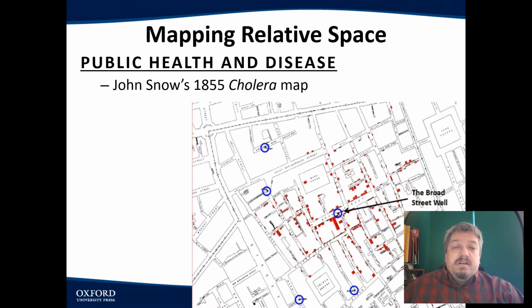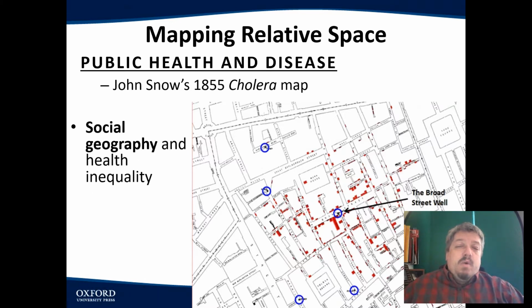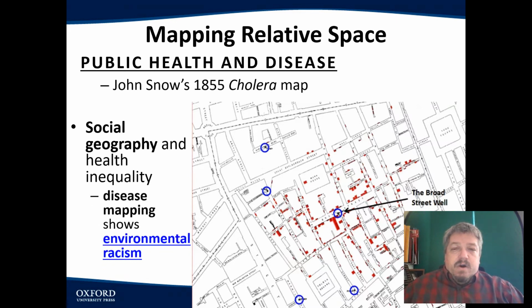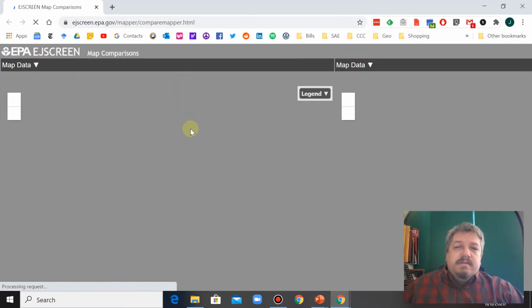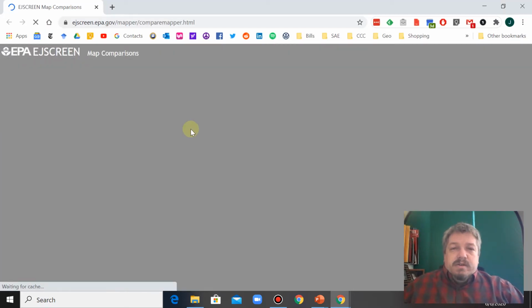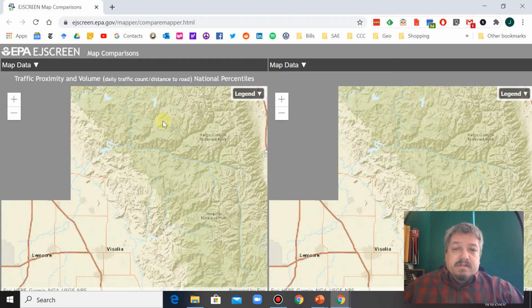This exposed a lot of people to the first idea of health inequality, social geography. And a good example today is disease mapping. So hopefully, again, I don't break my computer. Let's see if this works here. Sometimes we call it environmental racism. And what that means is this. We usually see clusters of disease and other aspects geographically in nature that don't always show up right away. So an example is we can use these two maps.